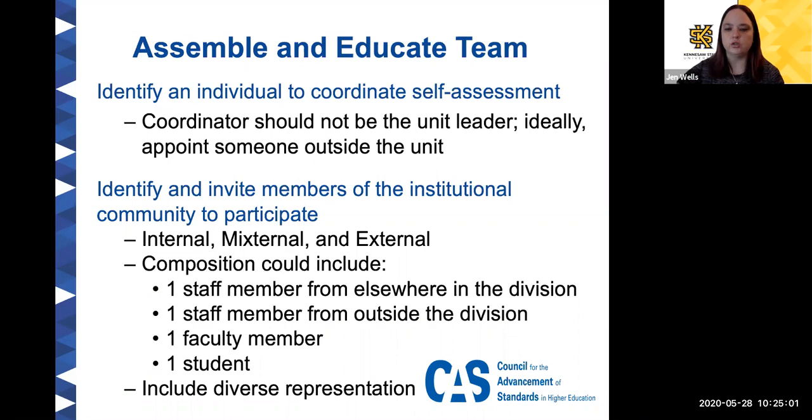We encourage you to really think about diverse representation, having people that may have some knowledge, having people that don't have any knowledge. Student involvement is really growing, and we're actually finding that students are providing some of the best feedback through the process.